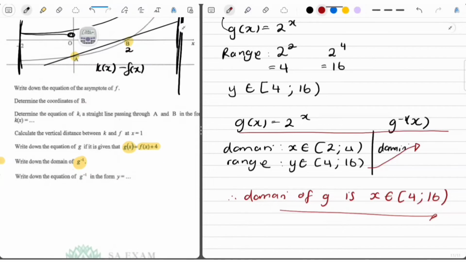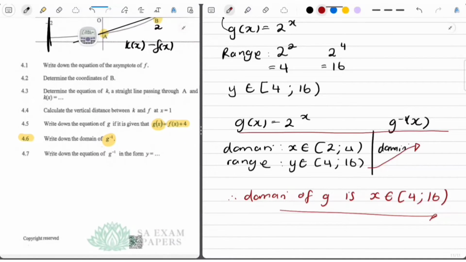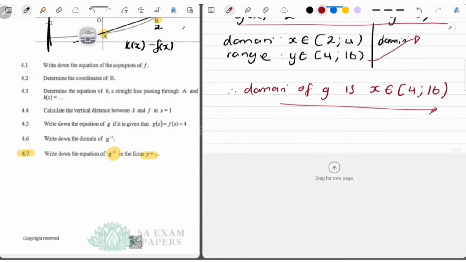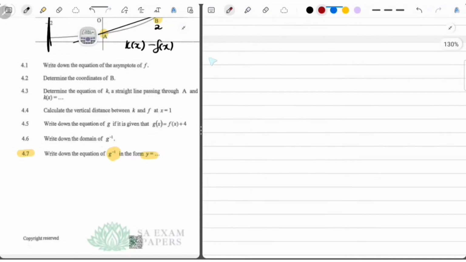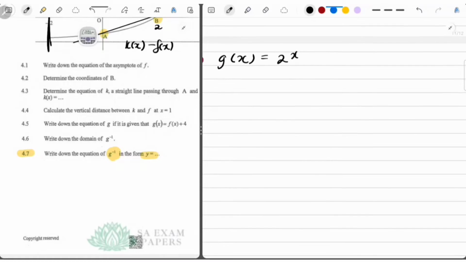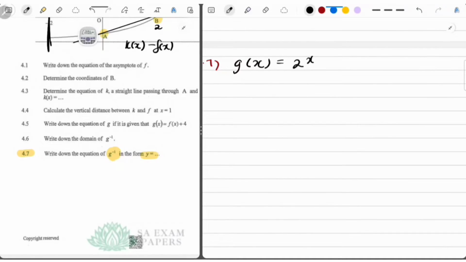Okay, moving on to the next question. The last question here, they want us to write down the equation of the inverse in the form of y is equal to. The original of g said g of x is equal to 2 to the power of x. So for the inverse, we're just going to write this first of all as y. So it's y is equal to 2 to the power of x.